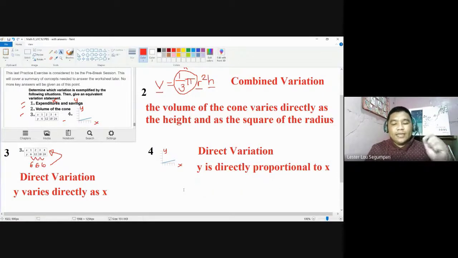So again, the key in understanding this lesson is to look at the variables that affect the other and make sure that when you come up with a variation statement, the dependent variable is written first, and then it is affected by the independent variables. Thank you very much.